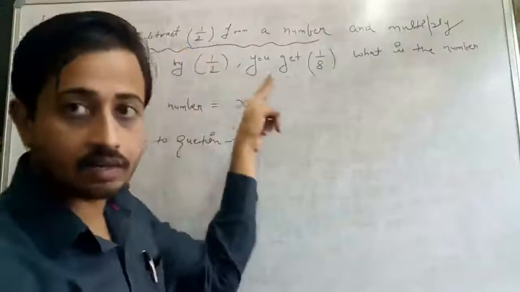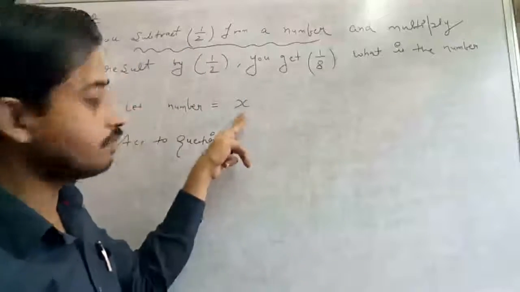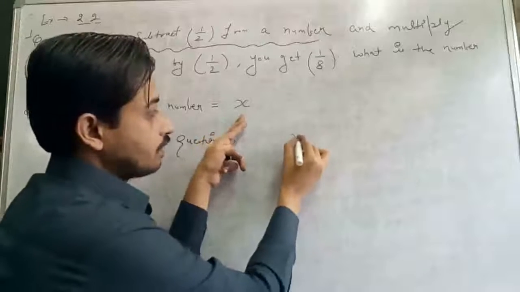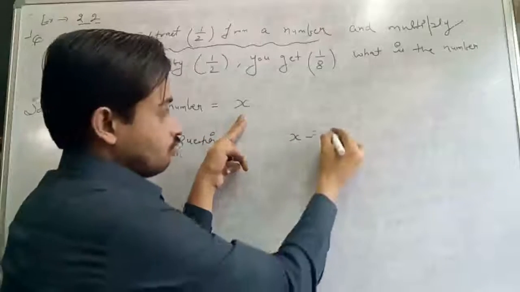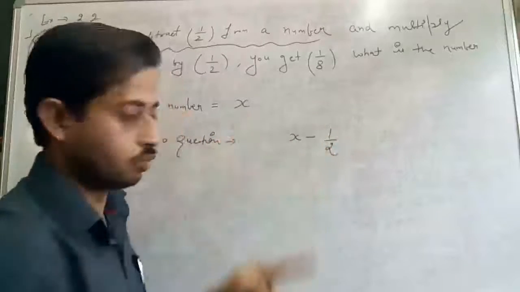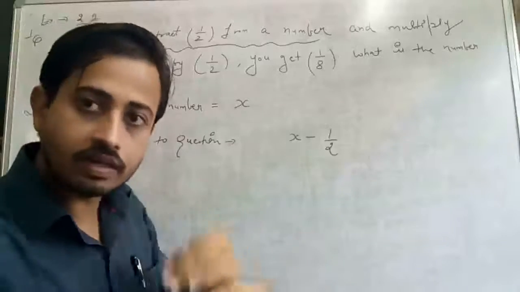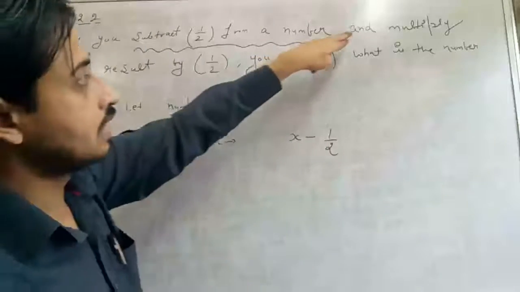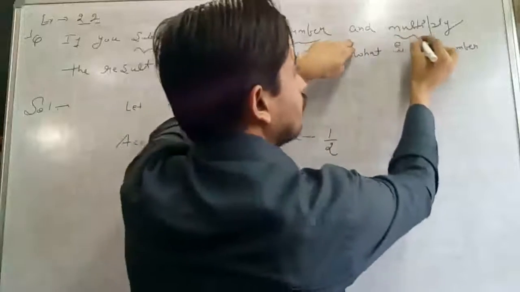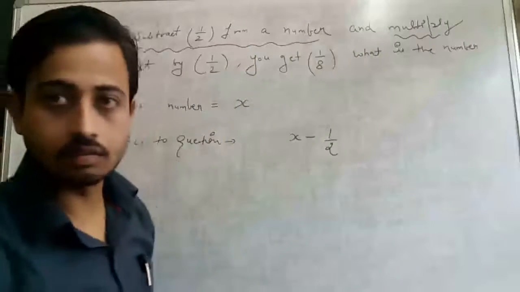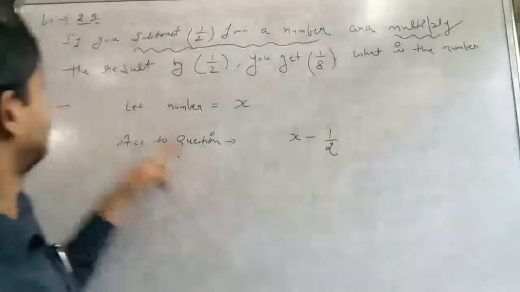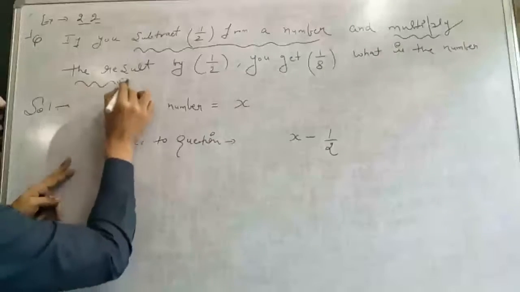I have to subtract 1/2 from my number, and my number is x. So I subtract 1/2 from my number. Now read the next part, and multiply. It means we have to multiply the result.